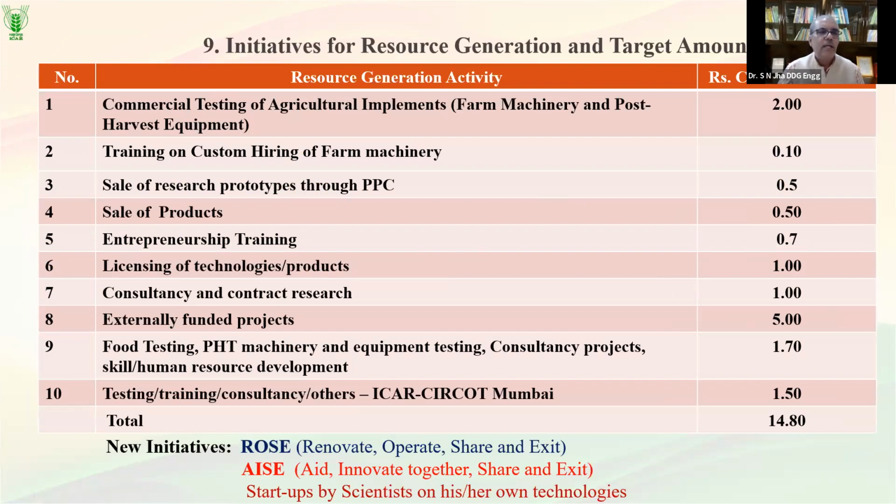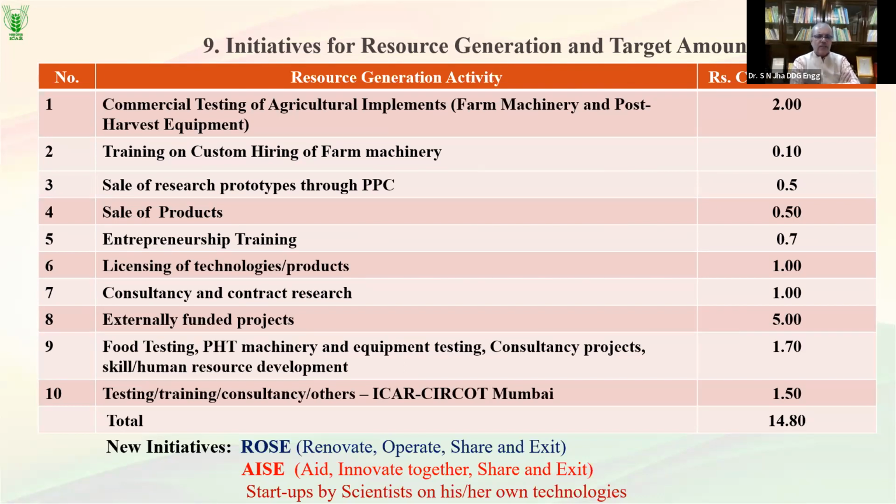Then initiatives for generation of money: commercial testing, which we have intensified, of many equipment and machinery, training, custom hiring of heavy machinery, and sale of research prototypes through PPP mode, sale of products. We will intensify internship, development training, licensing of technology products, consultancy and contract research will increase, externally funded projects will increase, food testing, post-harvest machinery testing, and all those, whatnot, testing, training, consultancy, others. Here we have projected 14.8 crore annually that we will try to generate, but this is a little on the higher side.